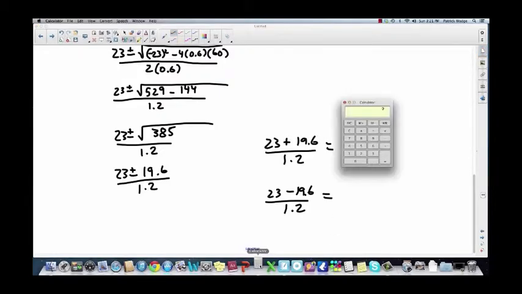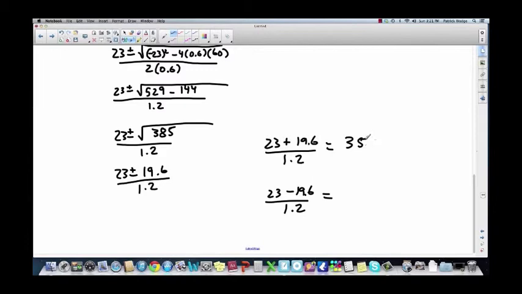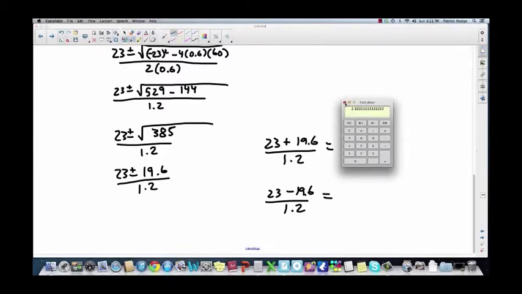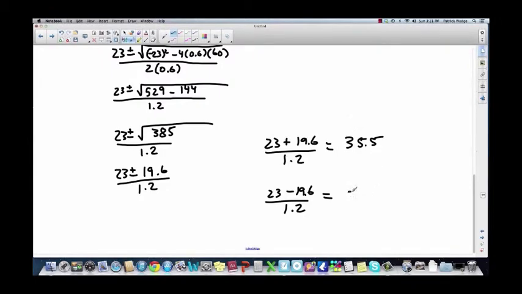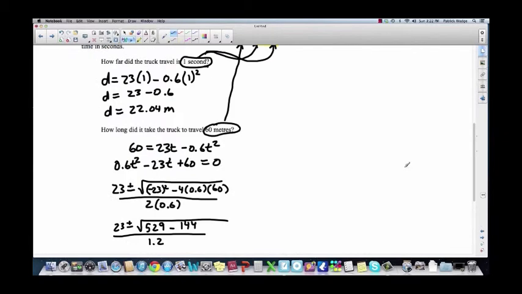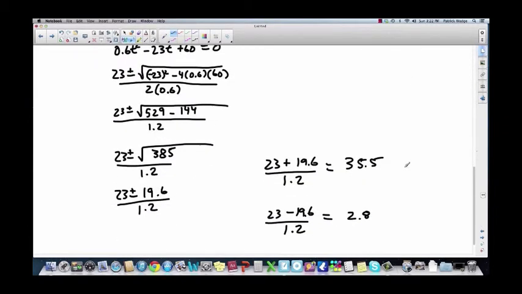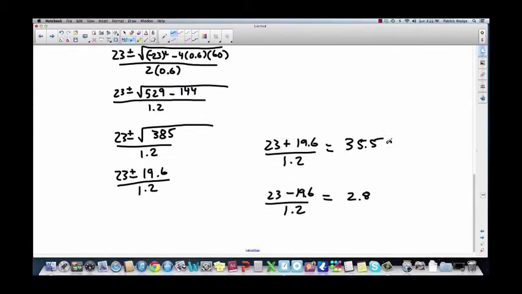It doesn't seem at first to make sense. How can there be two times that the truck is at the same distance? So let's do the top one. 35.5. And the other one would be 2.83, or I guess just 2.8. Okay, what were we finding here? We were finding time. So this is 35.5 seconds or 2.8 seconds.